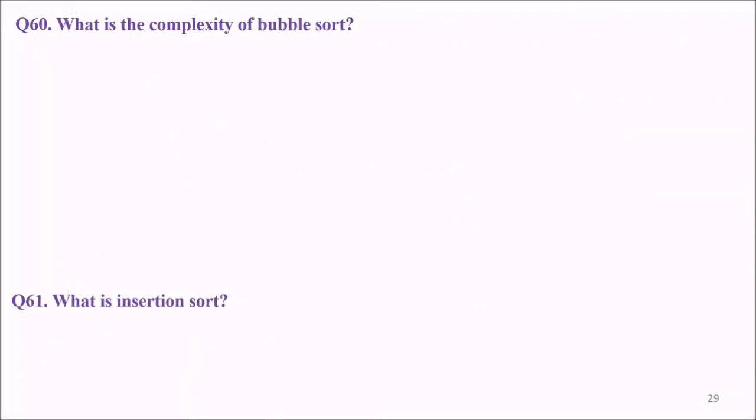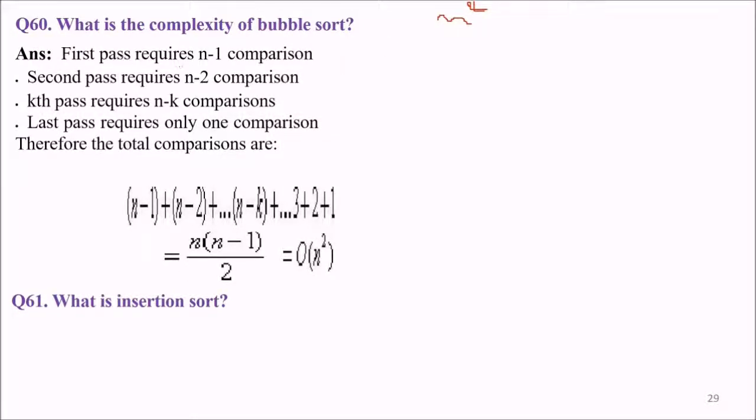What is the complexity of bubble sort? The complexity of bubble sort is n square, even in the best case, even in the worst case. How is it given? First pass required, because there are two for loops.